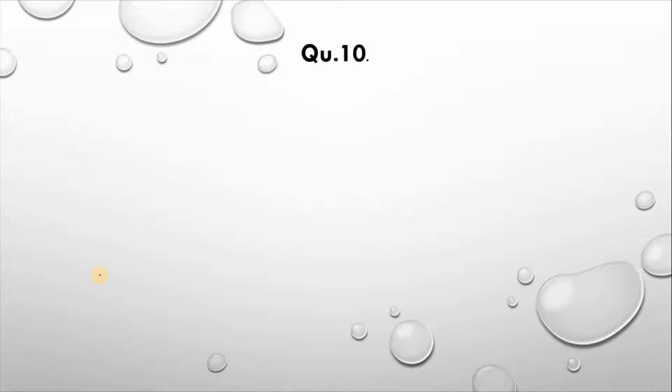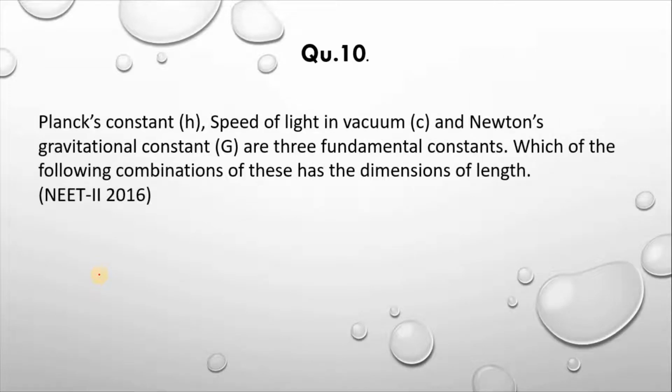Mostly there will be questions based on dimensional analysis, so let's start with them. Our question is: Planck's constant, small h, speed of light in vacuum, small c, and Newton's gravitational constant, capital G, are the three fundamental constants. Then which of the following combinations of these has the dimensions of length?